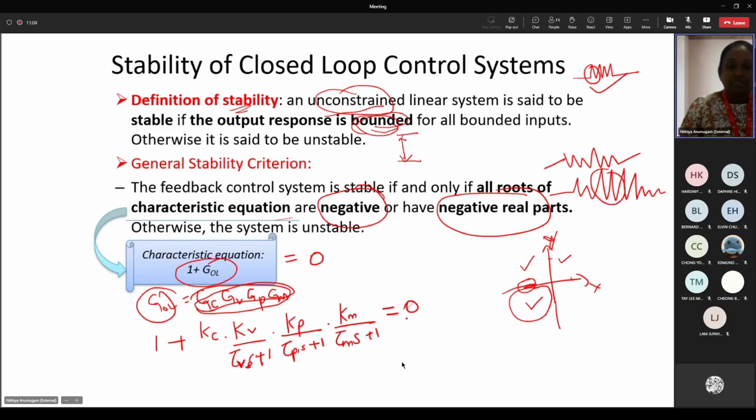All right. So if you notice here, the tau V S plus 1, tau P S plus 1, tau M S plus 1 are the roots. So if all roots of the characteristic equation... So this is the characteristic equation and their roots are the tau V S plus 1 and so on. So if these roots are negative or have negative real parts, the system is stable. In another term, we always express that in terms of A plus B J, right? So if this is negative, then we call the system stable.